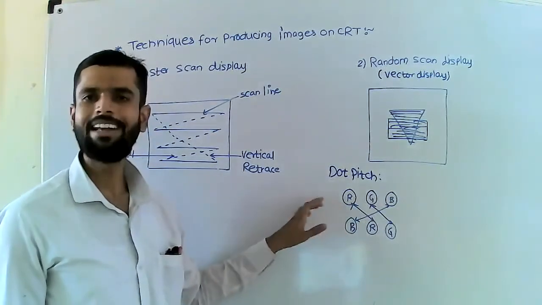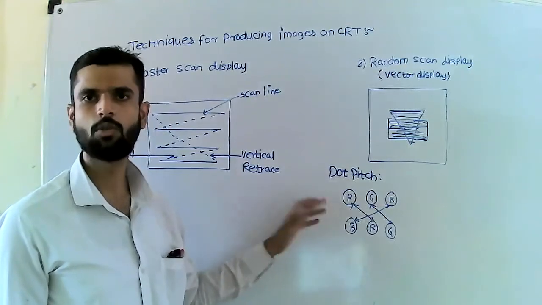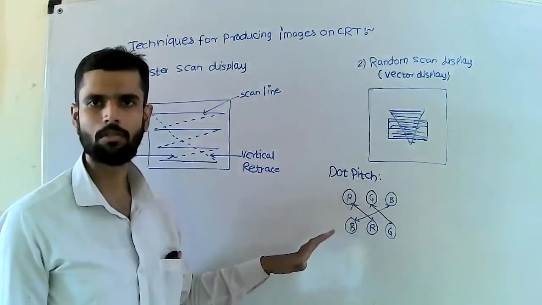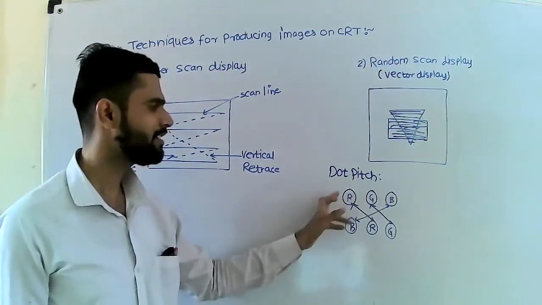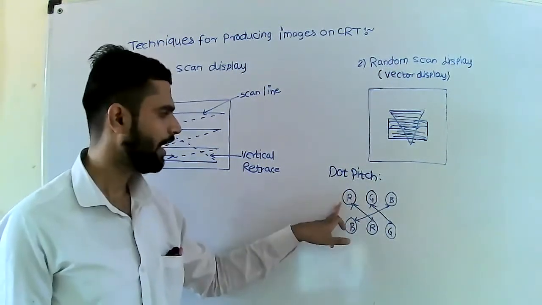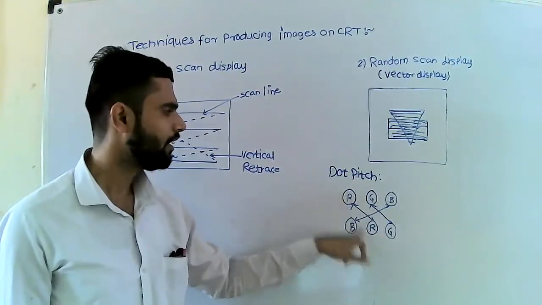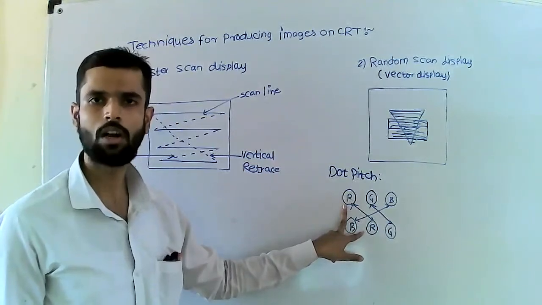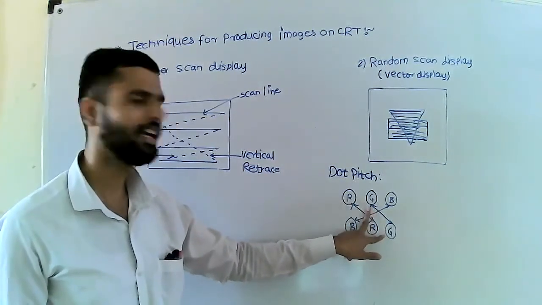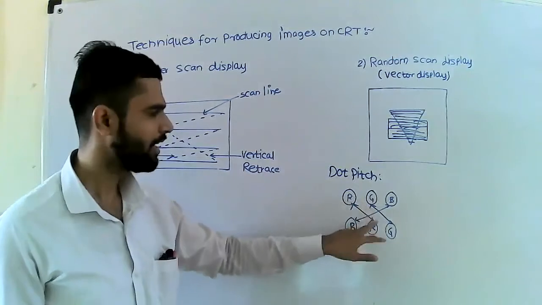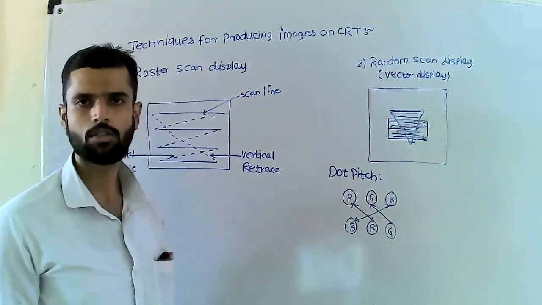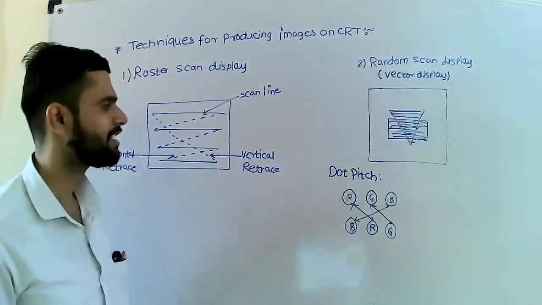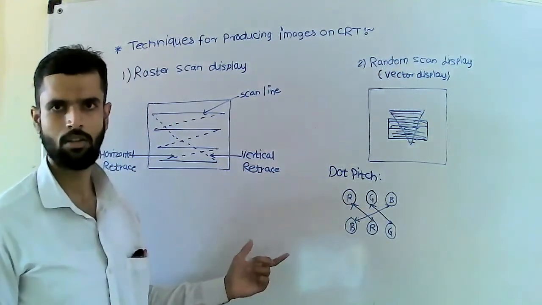So in order to highlight that color, we are using 3 electron guns, and the distance between similar colors, as I have indicated here, these 2 red dots. The distance between these 2 red dots is called dot pitch. The distance between 2 green dots is called dot pitch, and the distance between 2 blue dots is also called dot pitch. So dot pitch is simply the distance between 2 similar colors.